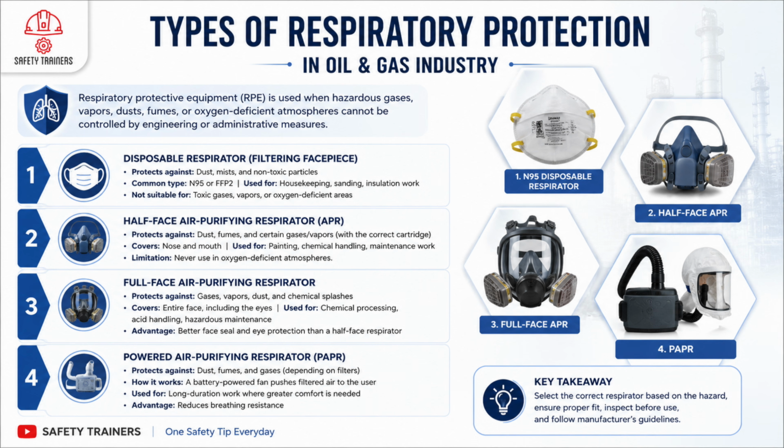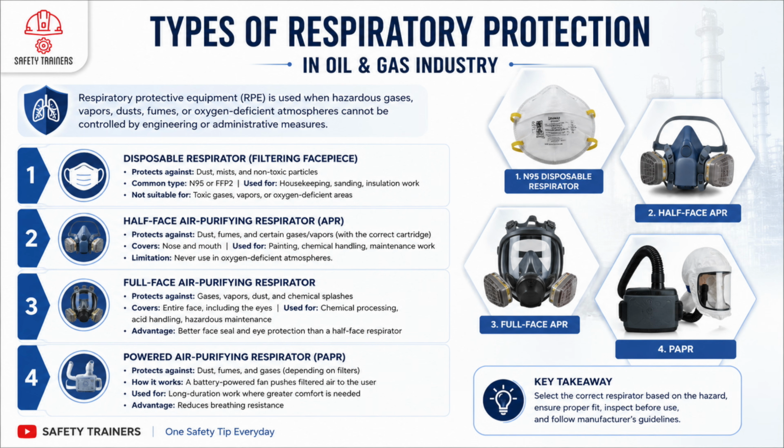The second type which we are going to discuss is the half-face air purifying respirator. It covers the nose and mouth. Depending on the cartridge installed, it protects against dust, fumes, certain gases, and certain vapors. It is typically used when we are doing painting, chemical handling, and maintenance activity. Always remember, the protection is defined by the cartridge type. For example, organic vapor cartridge, acid gas cartridge, combination cartridge, or particulate cartridge. Never use an APR if the oxygen level is below 19.5 percent, if the hazard concentration is unknown, or if the condition is immediately dangerous to life and health.